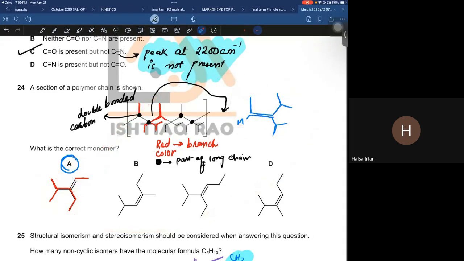You have to see by yourself after drawing the structure by yourself. Again, your structural formula should be very good. Otherwise you will be confused in this question.